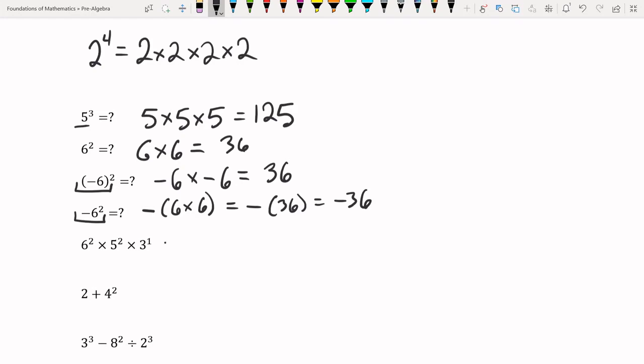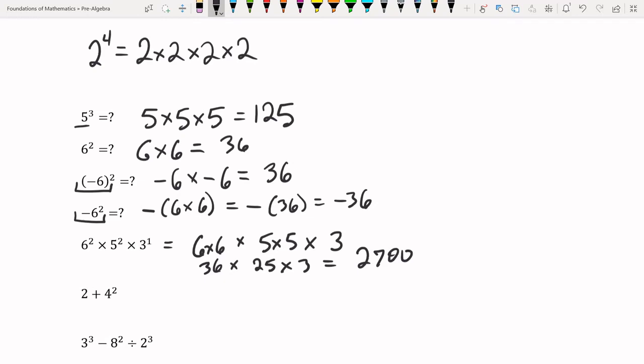Okay. 6 squared is 6 times 6. 5 squared is 5 times 5. And 3 to the 1 power is going to be just 3. There's 3 one time, and that's just 3. 6 times 6 is 36. 5 times 5 is 25. Times 3. I'm going to use a calculator because it's going to be a big number. Oh, actually, it was not terrible. 2,700.